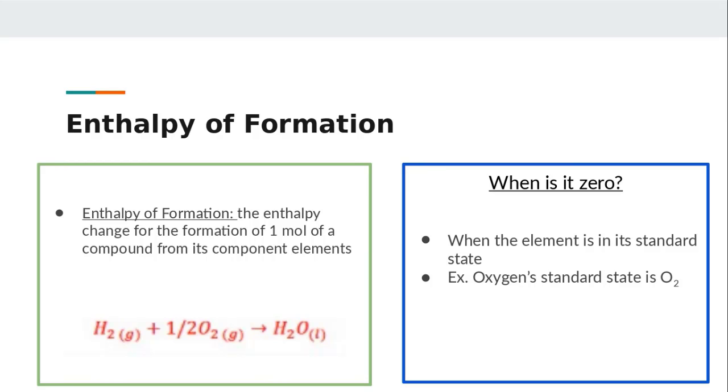And then when is it 0? Enthalpy of formation is 0 when the element is in its standard state. So for example, O2 is the standard state for oxygen, so enthalpy of formation will be 0 for that. And that also applies to all of the diatomic molecules. So if you don't know those, go ahead and review them.